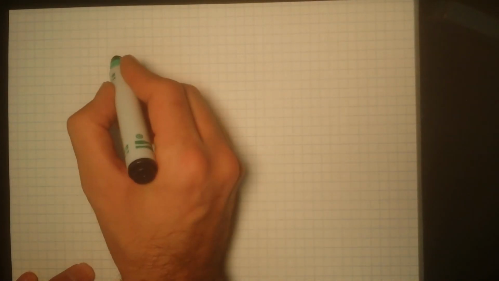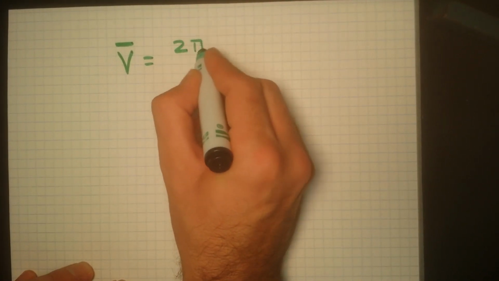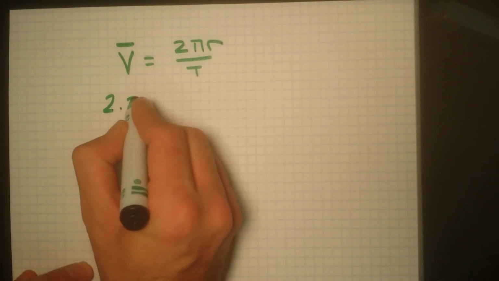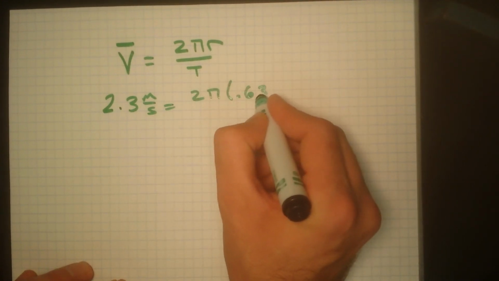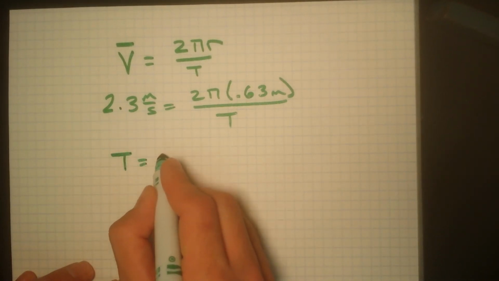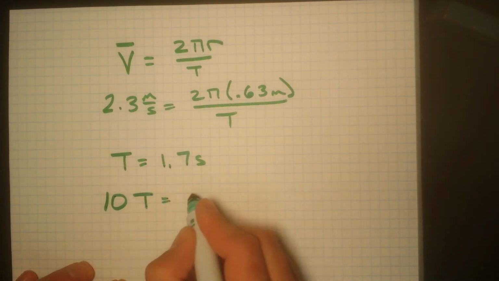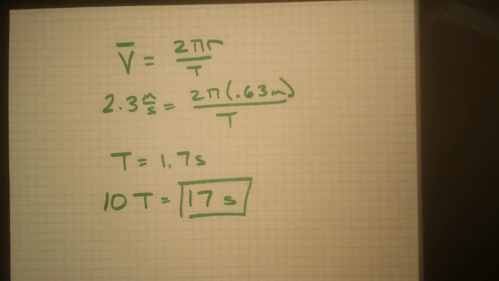Now I want to figure out how much time it will take to do 10 laps. So the speed of the pig should equal the distance around the circle, or the circumference, divided by the period. And the pig we just figured out was going at 2.3 meters per second. The radius of the circle is 0.63 meters. And we can find the period. The period turns out to be 1.7 seconds. So to do 10 laps, we have 10 periods, which would be 17 seconds. And if you remember from class, it did take 17 seconds for the pig to make 10 laps around the circle.